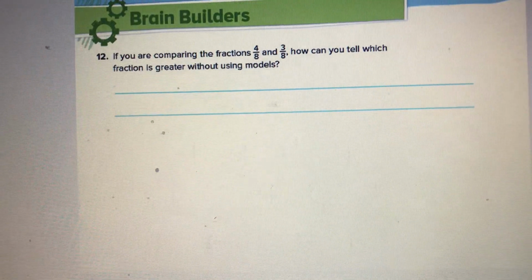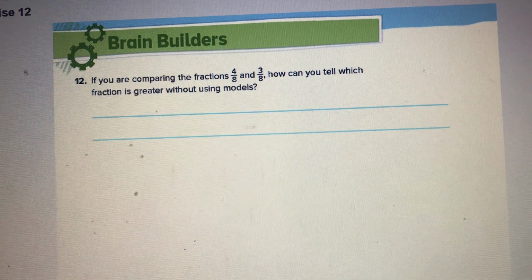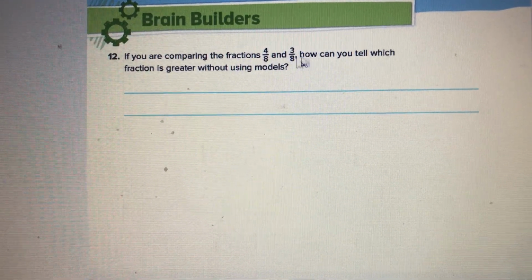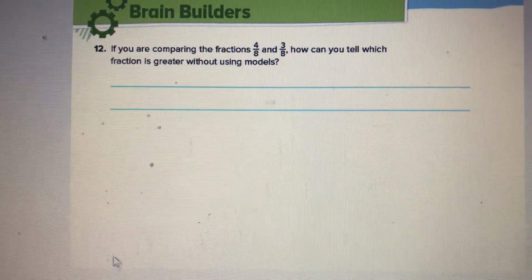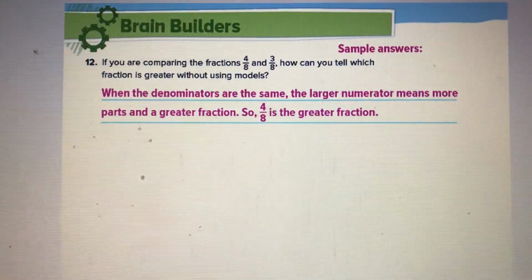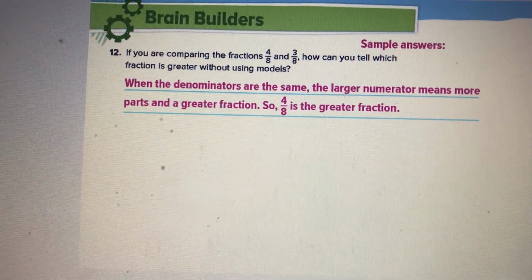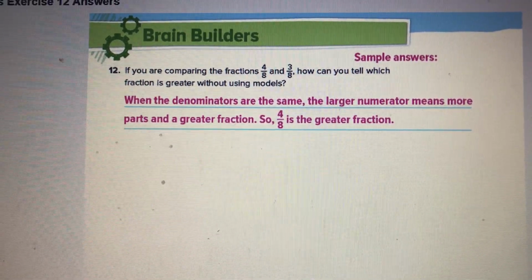Okay? If you're comparing the fractions 4/8 and 3/8, how can you tell which fraction is greater without using models? Well, just again, like I said, your denominators are the same. So you can look at your numerators to get the answer, and here's your answer. Basically, you need to write when the denominators are the same, the larger numerator means more parts in a greater fraction.